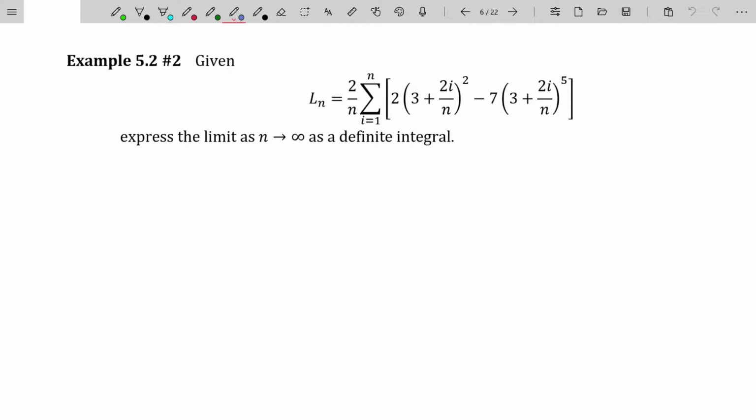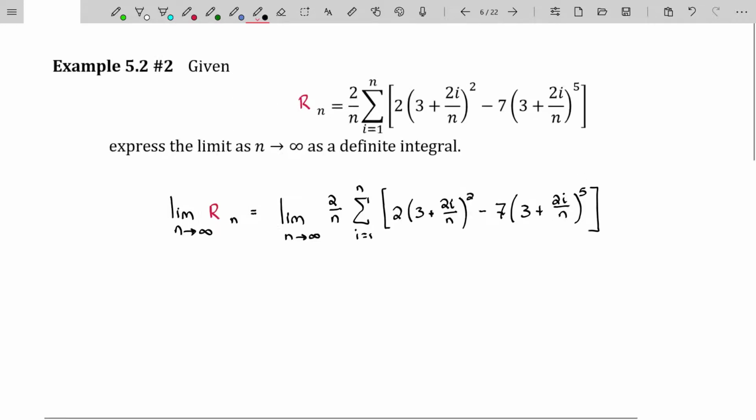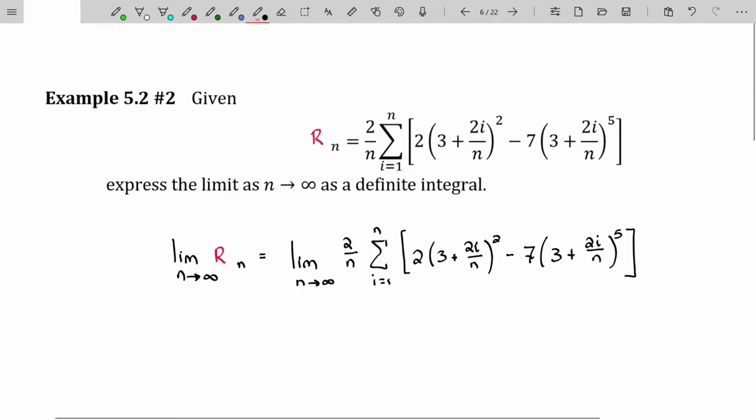So somebody gives you this L sub n is equal to 2 over n summation i equals 1 to n of this stuff right here. It's a bit of a mess, right? And they say, well, we want to take the limit as n goes to infinity, and we want you to express that as a definite integral. And I just realized right as I was writing this, that should be an R sub n just to imply that we're dealing with right endpoints. That was my typo. Sorry about that.